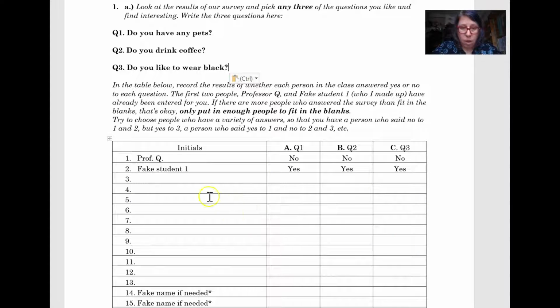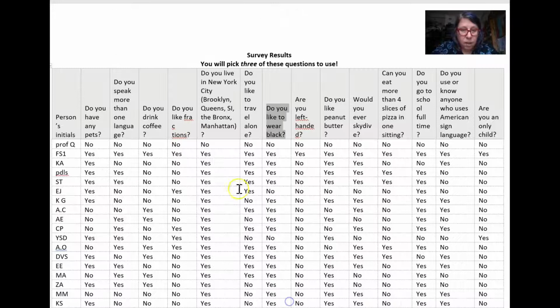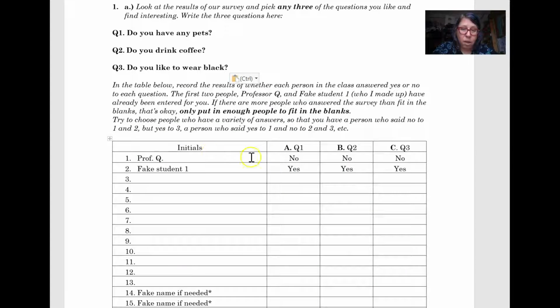Now I'm going to put some student results in here from the survey. So you'll see Professor Q and Fake Student 1 have already been filled in. Professor Q is my first person here, and I made that person up. I also made up Fake Student 1, FS1. So those 2 people are already filled out. Professor Q said no to everything, and Fake Student 1 said yes to everything.